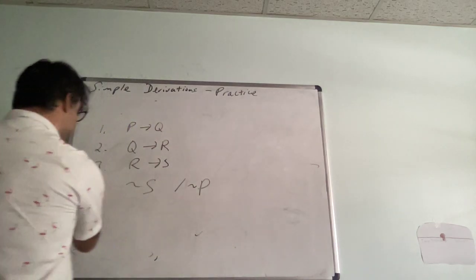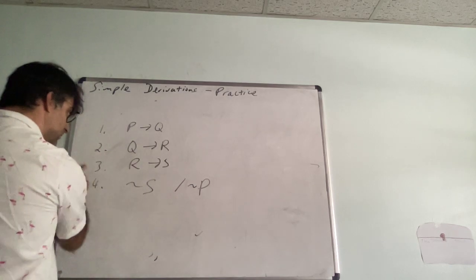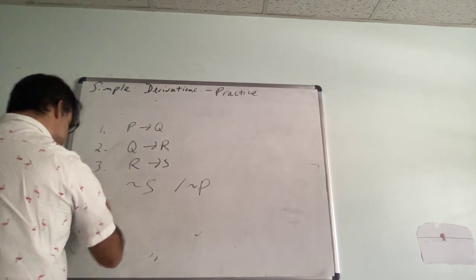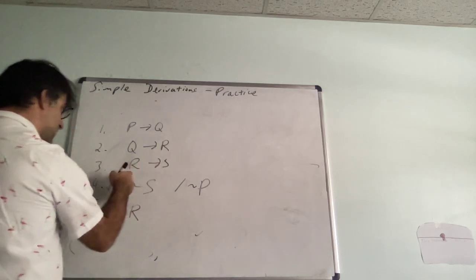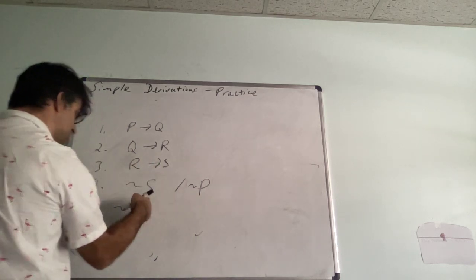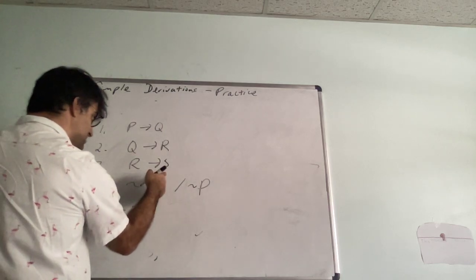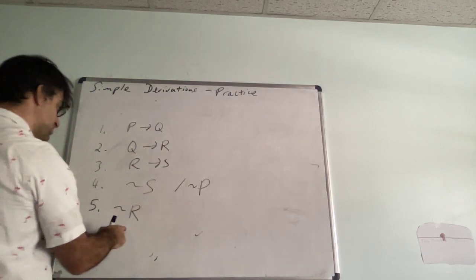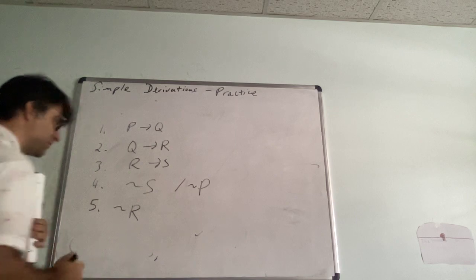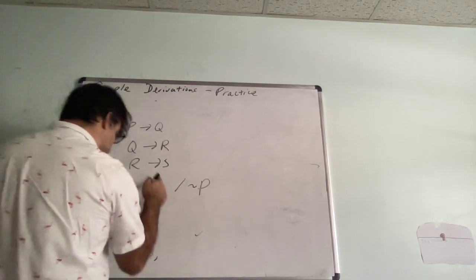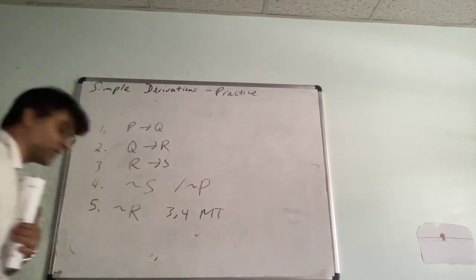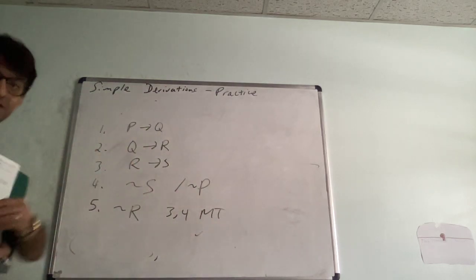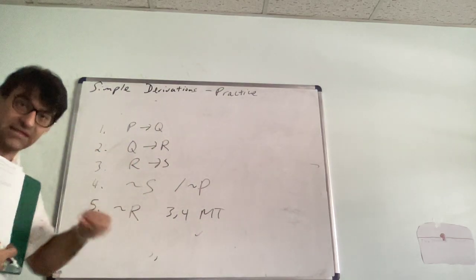All right. From 3 and 4, I can deduce that R is false. R implies S, right? Richard implies Sam, but Sam's not here, so Richard is not. How did I get that reasoning? I use lines 3 and 4 and the modus tollens pattern of reasoning. Why do I only have 2 lines? Because those are the lines I use to get the inference.